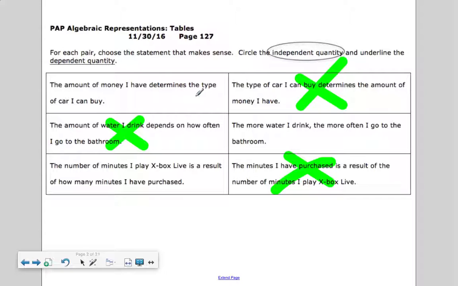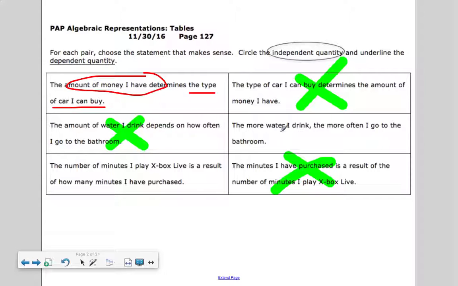When would you use the word depends? The type of car I have depends on how much money I have. So the dependent is the type of car I can buy. The independent is the amount of money I have.